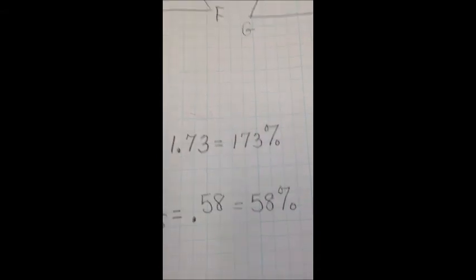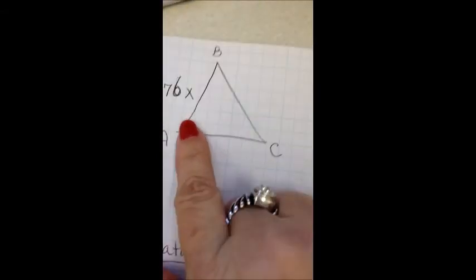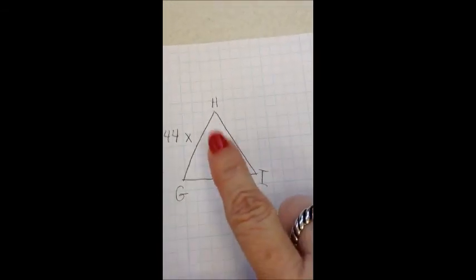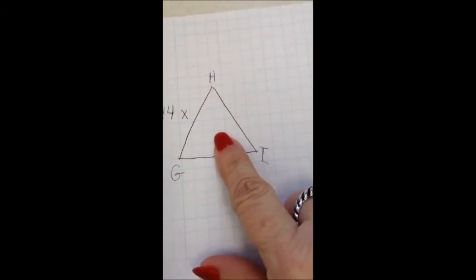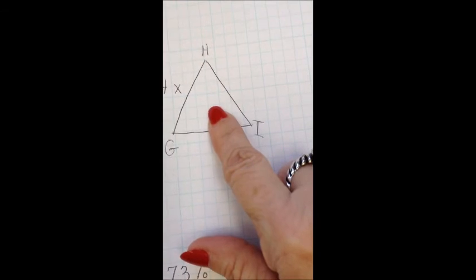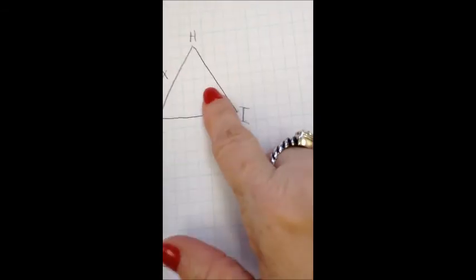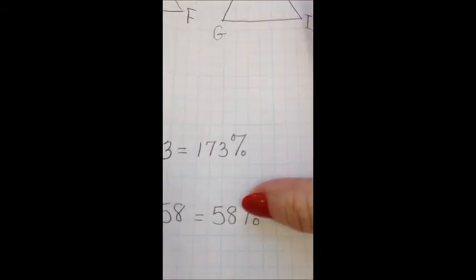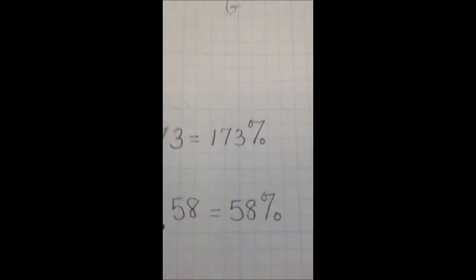Now, let's go back and think. If this side was almost twice this side, then that would mean this side is half of the other one. So it was almost twice, so that means this is going to be a little more than half, and 58% is a little more than half.